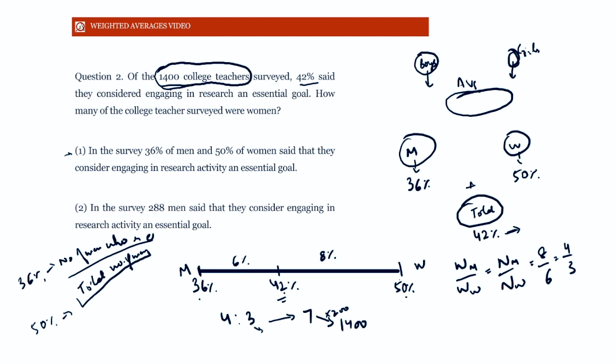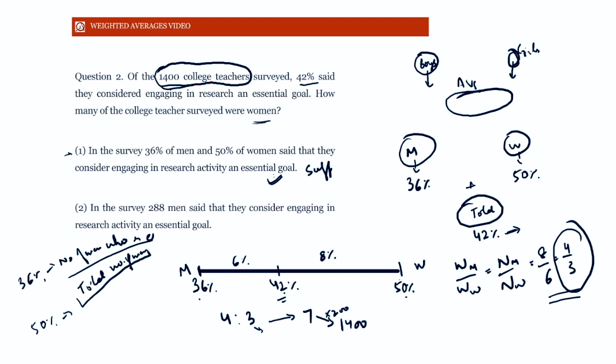Of course, I don't have to calculate all this, right? The moment I get the ratio of the number of men to number of women, the moment this number is achieved, I know that I can get the actual number of women, and I say that statement one is sufficient alone. So, how many of the college teachers surveyed were women? I can answer it using this statement alone. I don't have to calculate the actual answer.